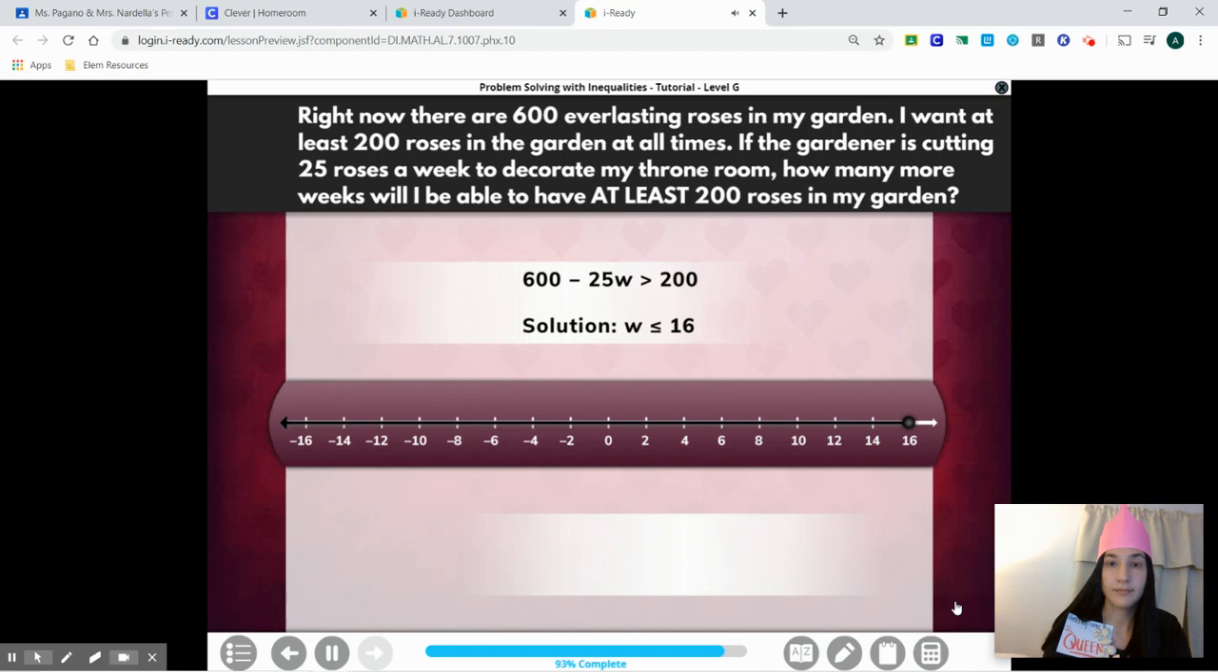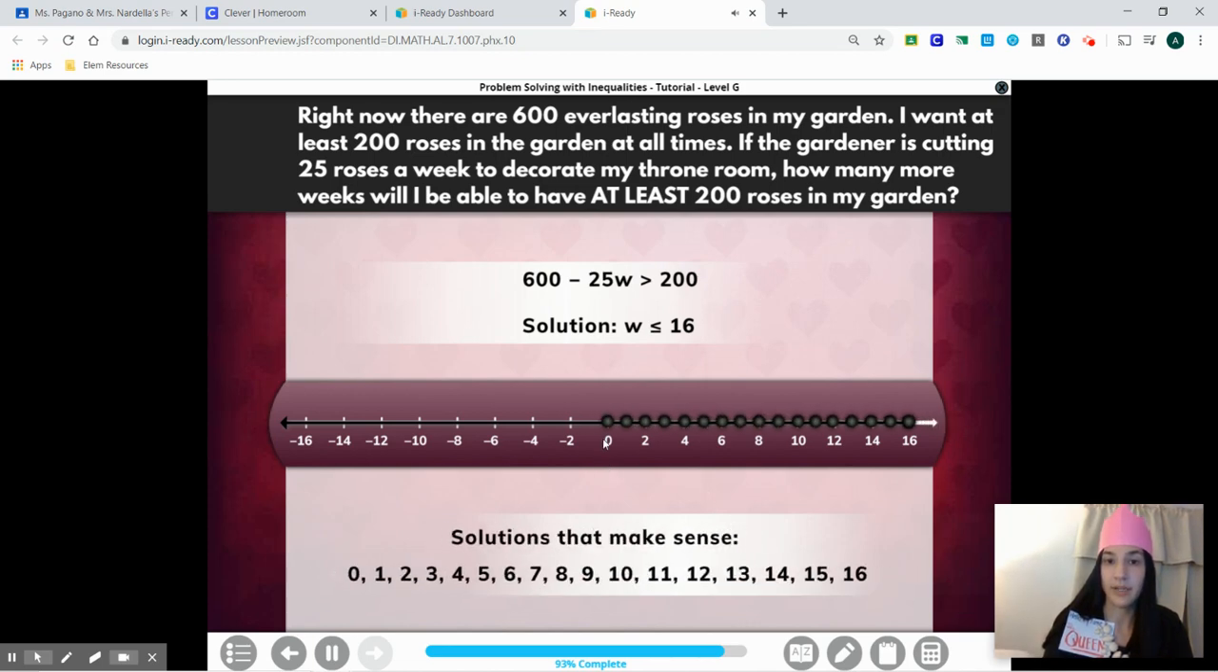All right, I have your solutions. The gardener can continue to cut roses for 16 weeks or less. So, by looking at the solutions, the only ones that make sense are from 0 up to 16. Very impressive. Because we can't have negative weeks. So we only want the positive weeks that are less than 16 or equal to 16.